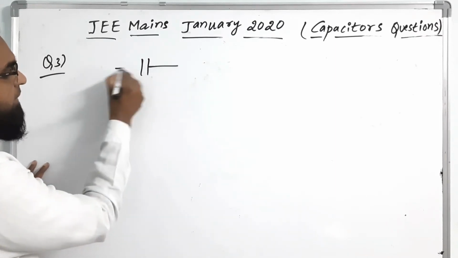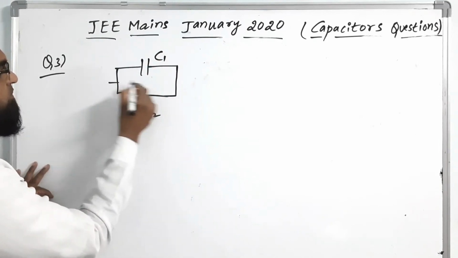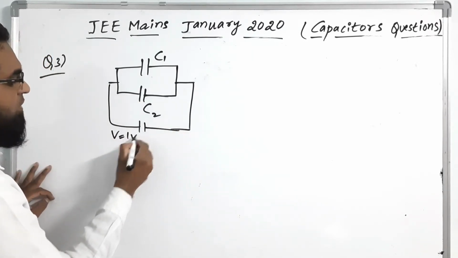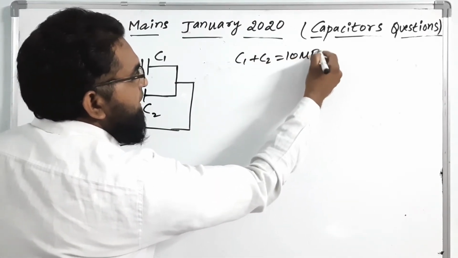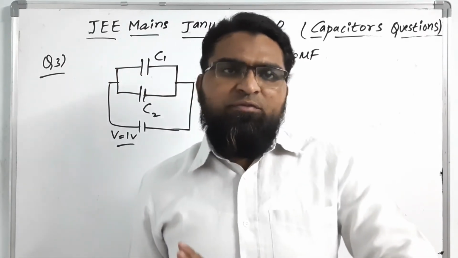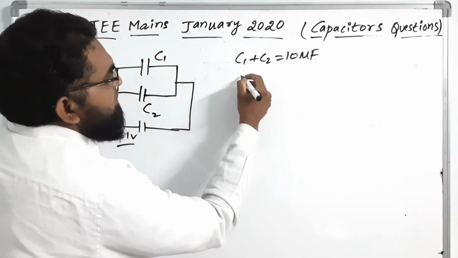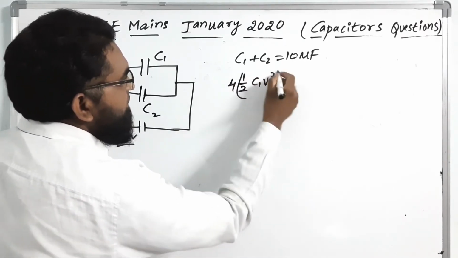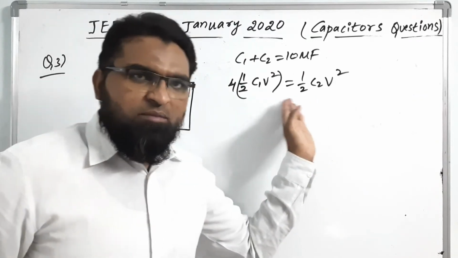See here, two capacitors C1 and C2 are connected in parallel combination. And the battery is given, V equals 1 volt. So C1 plus C2 is also given, how much? 10 microfarad. Next, the energy stored in C2 is 4 times that of C1. See here, energy stored is 4 times. So half C2 V square is 4 times half C1 V square.